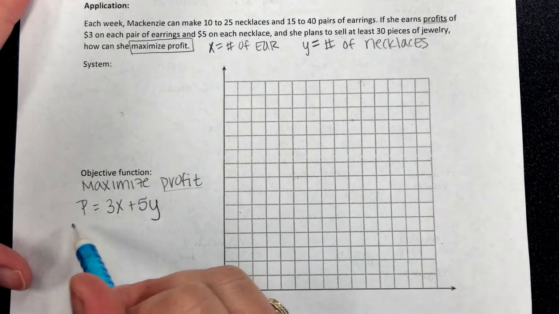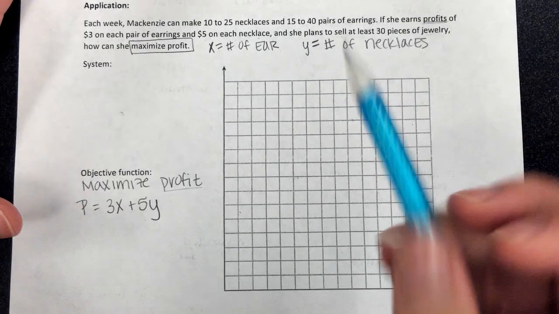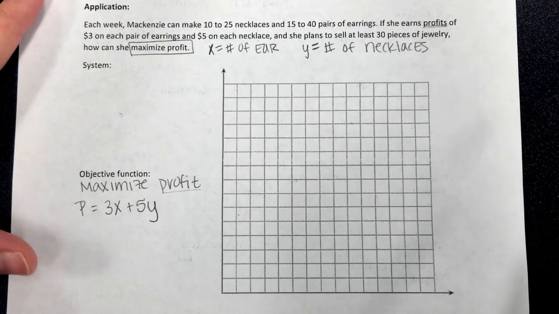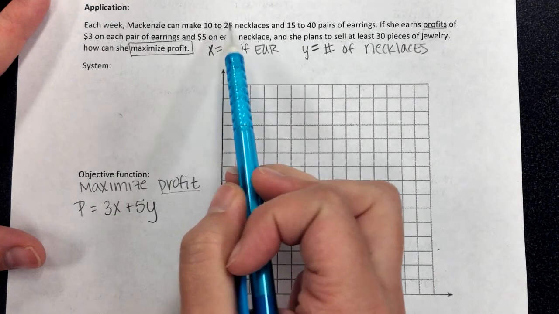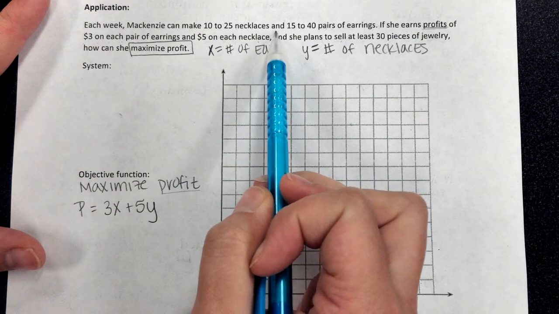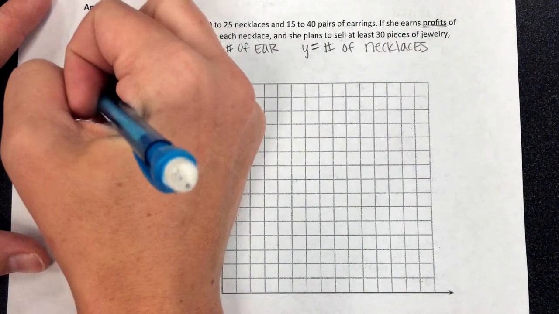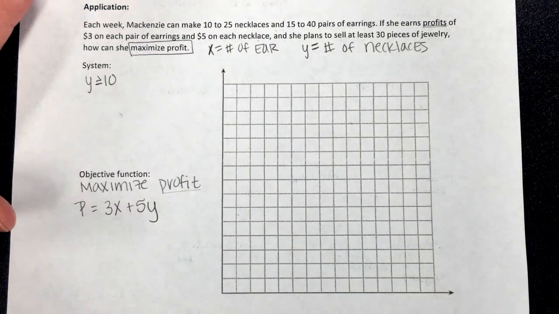So once we have our objective function, we now have to get our constraints. You can have anywhere from 2 to 10 constraints, okay? You could probably have more than that, but we will probably keep it under 6. So let's read again so we know what we have to do. She can make 10 to 25 necklaces. So that means that I have a constraint there. So y has to be greater than or equal to 10.